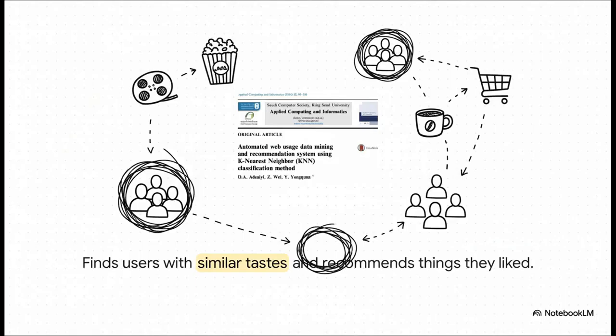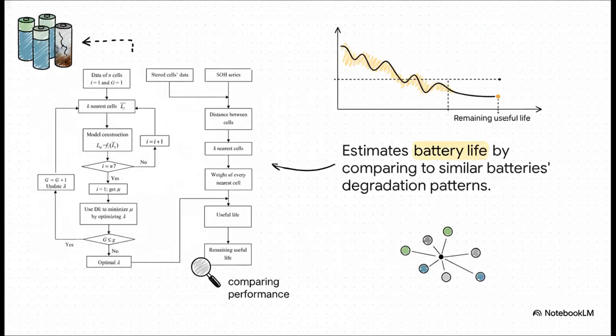Okay, first up, recommendation systems. You know how your streaming service is freakishly good at knowing what movie you want to watch next? A lot of the time, that's KNN. It's not looking at movie genres, it's looking at people. It finds other users who have similar tastes to you, your nearest neighbors, and then it just recommends what they liked. Simple as that.